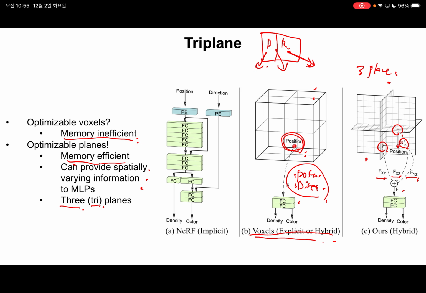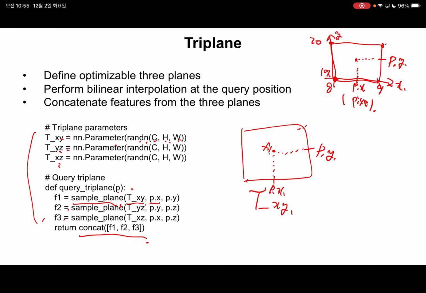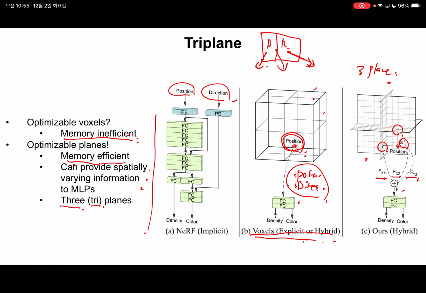So, in the original one with positional encoding, the following MLPs are not aware of spatially varying information. So this paper tries to provide additional information. One way is making an optimizable voxel, but that is memory inefficient. So instead of voxel, we utilize triplane, 3 planes. And actually, this makes memory much more efficient.